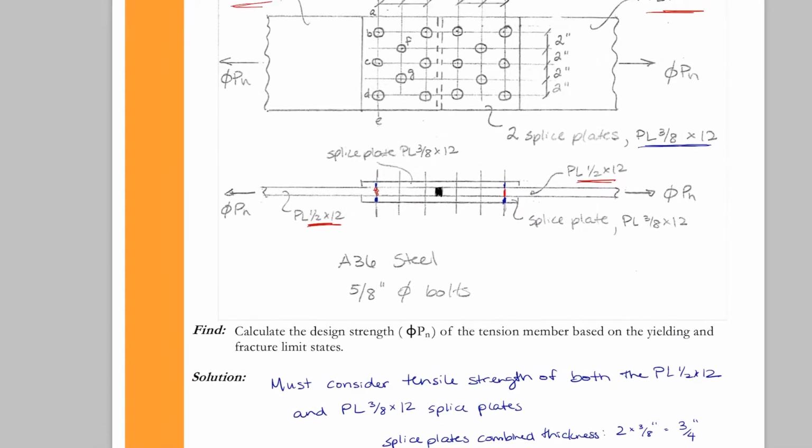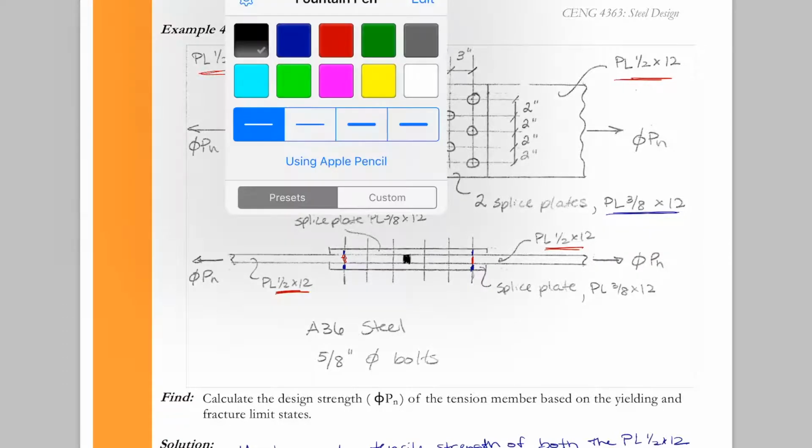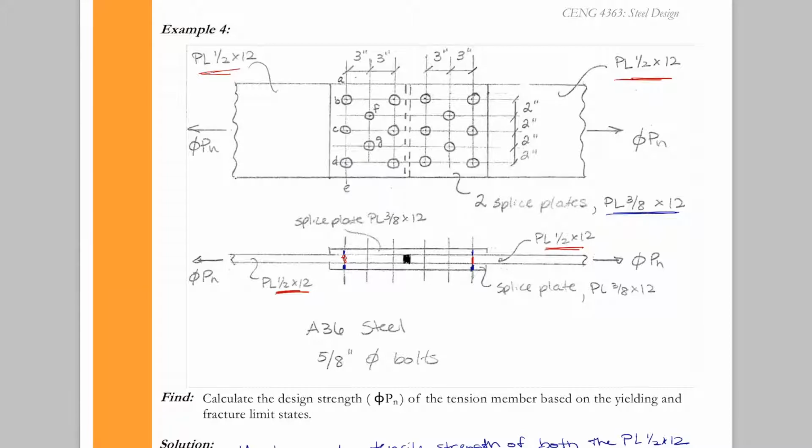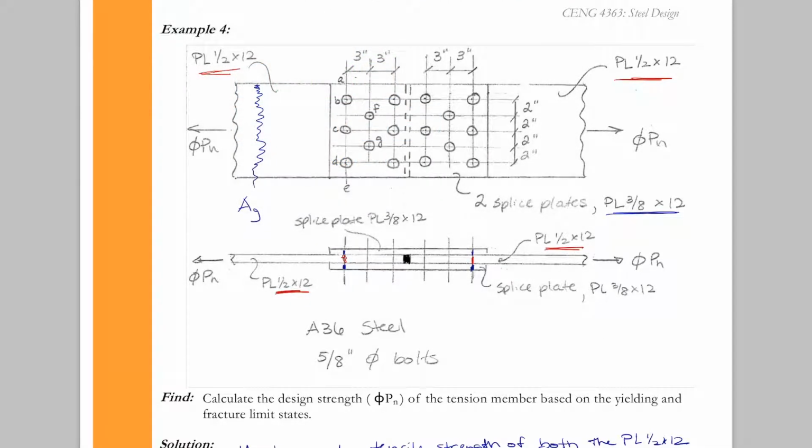I want to return back up to the top here to check out our connection. We talked about in class that yielding happens in the gross area, so we're concerned about yielding along the entire length of the member. This is where our gross cross-sectional area is. However, for fracture, we're concerned about any reductions in the area, or the material physically breaking along the net section.